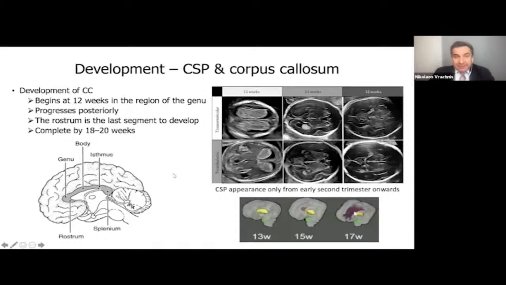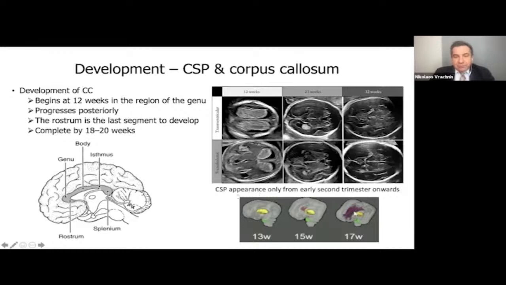The development of the corpus callosum begins at 12 weeks in the region of the genu and then proceeds posteriorly. So the rostrum is the last segment to develop, and the corpus callosum is completed by 18 to 20 weeks.